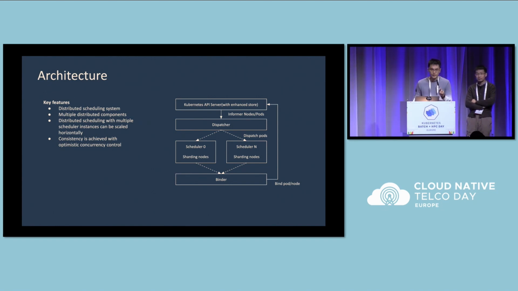But naturally, having multiple scheduler instances running at the same time will lead to conflicts, right? For example, you might have two scheduler instances. Without any shared state, they might choose to assign the last CPU on a node to two different pods. So this is where the binder comes in. The binder is in charge of conflict resolution before actually writing the results back to the API server.